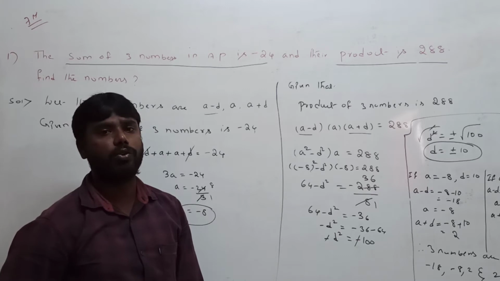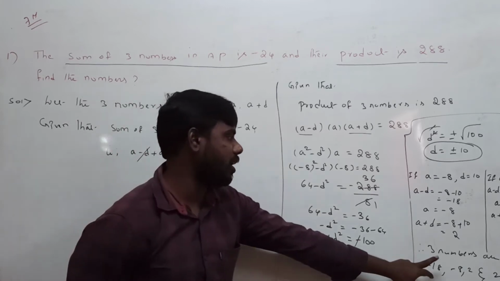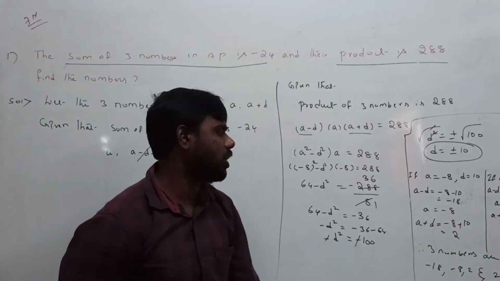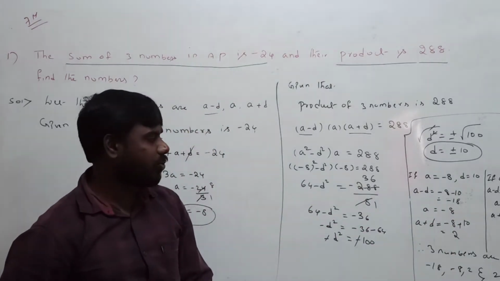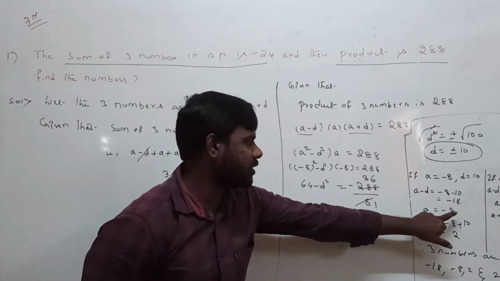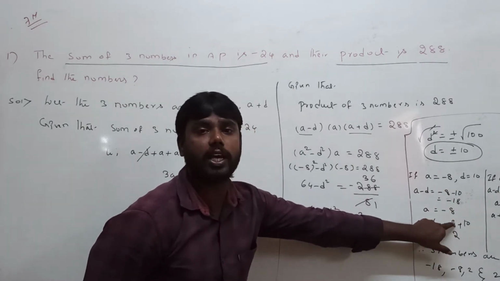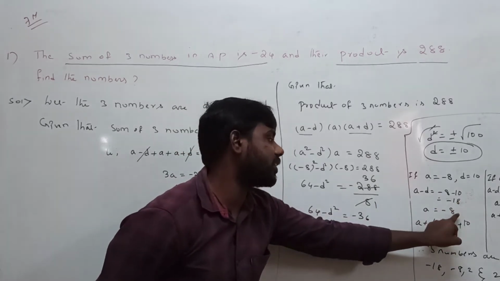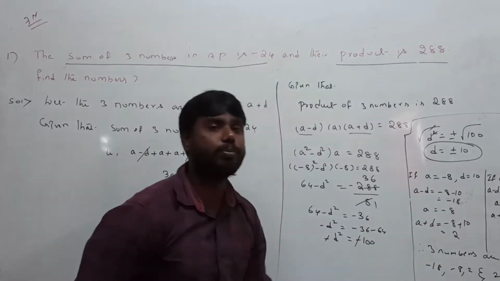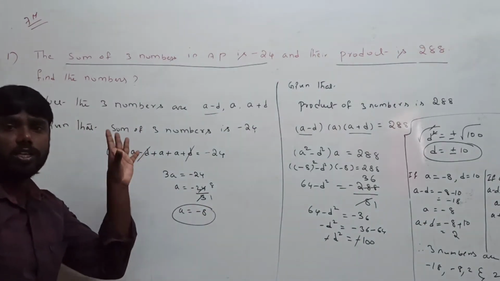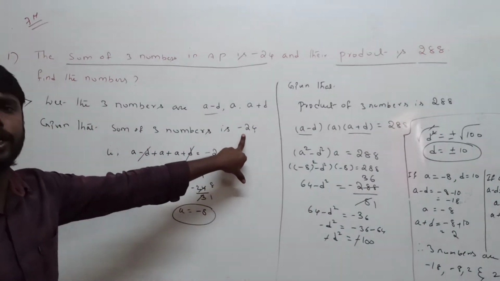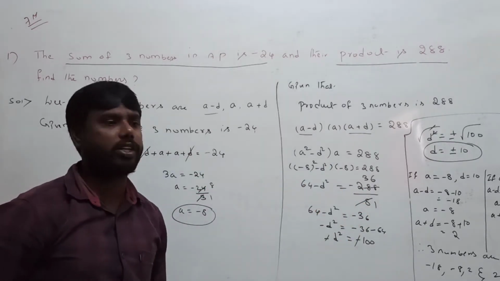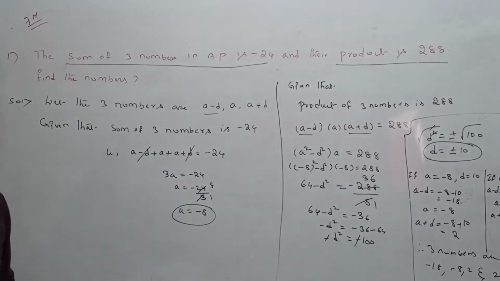Finally, you can write the three numbers you are getting. One is minus 18, second number is minus 8, third number is 2. We want to check whether these numbers are correct or not. Minus 18 first number, second number minus 8. Minus 18 minus 8, not product but adding, is minus 26. Minus 26 plus 2 is minus 24. The sum of the three numbers should be minus 24. So finally, adding the three numbers, we got minus 24. That's why your values are correct.